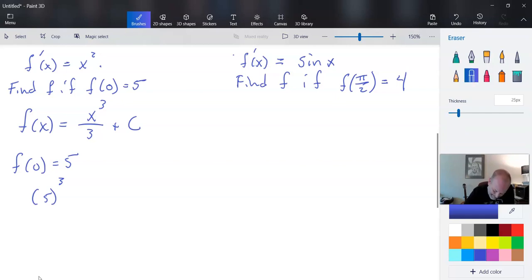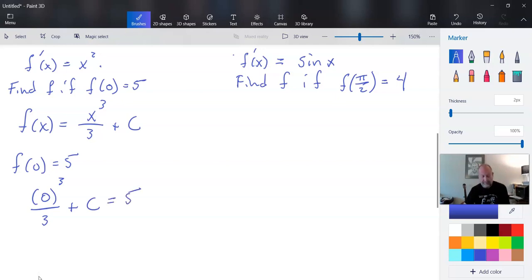Excuse me, I said that backwards. If I plug in 0, 0 cubed over 3 plus a constant is going to equal 5. Well, that's 0, that goes away. So C equals 5. And so my f of x, now an actual exact function, would be x cubed over 3 plus 5. So if you have one point on the function, it doesn't even matter what the point is, you can always find C.